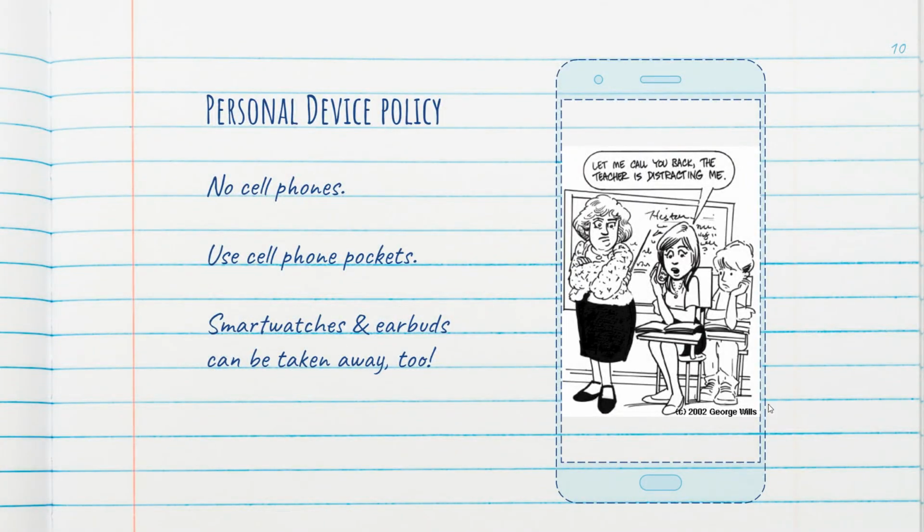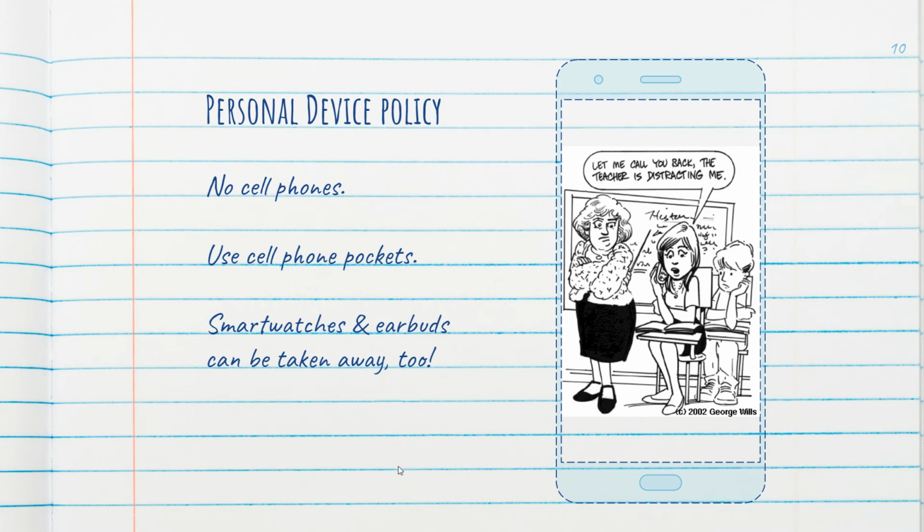Personal device policy, please, no cell phones. We will be using cell phone pockets. Your cell phone will go into the pocket at the beginning of class. It will stay there for the remainder of class, and then you can pick it up at the end of class. Now, with this class, there are going to be days where you will need to use your cell phone, and I trust that we will be using those cell phones as a tool instead of as a distraction.